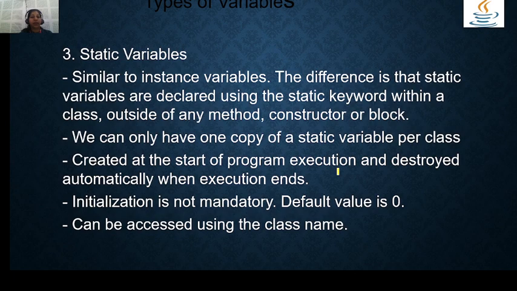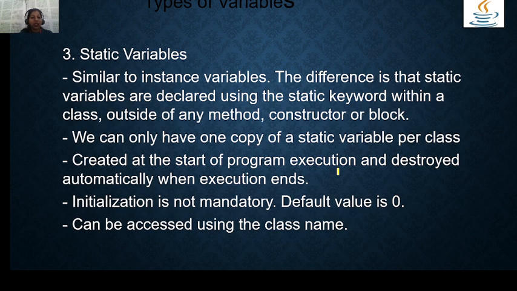The last variable type is the static variable. Static variables are similar to instance variables, but the difference is that instance variables are specific to that class, whereas static variables are declared by using the static keyword, are within the class, and are not particular to the method. They can be outside the method or constructor, or they can be in a static block. Inside the static block also we can declare static variables.